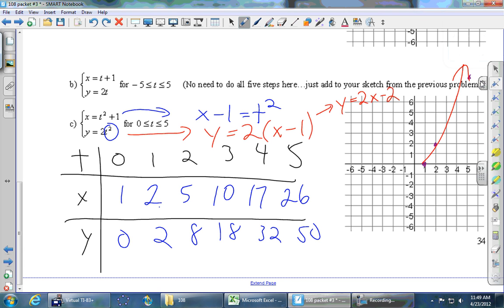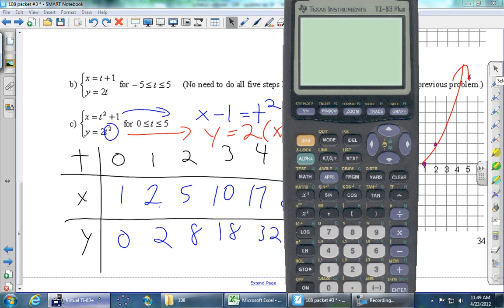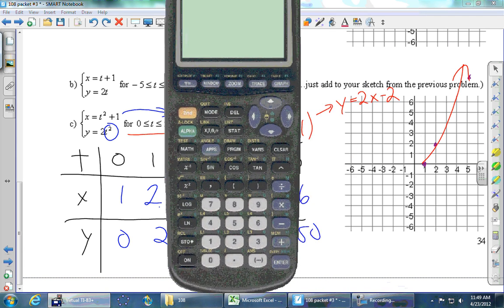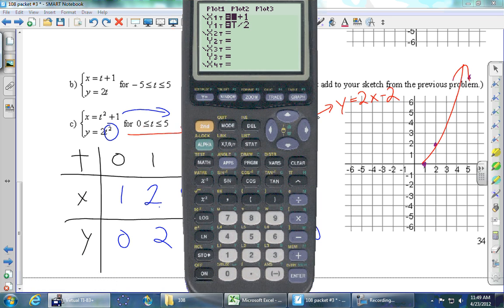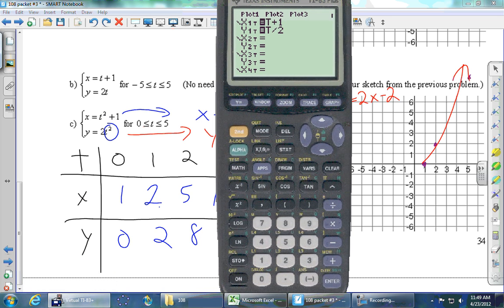Oh, I see. So you didn't like me calling it a curve. Okay, so let's graph this thing on the calculator and then we'll call it a day. So we're going to type into the y equals x equals place. Okay, so we go back to the original. What do we have here? T squared plus 1. And then 2t squared.